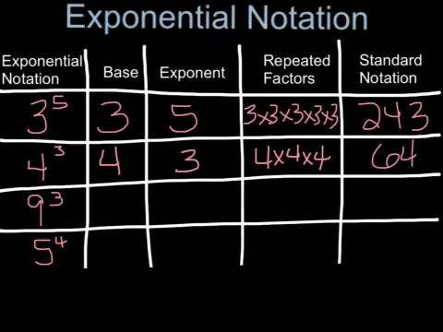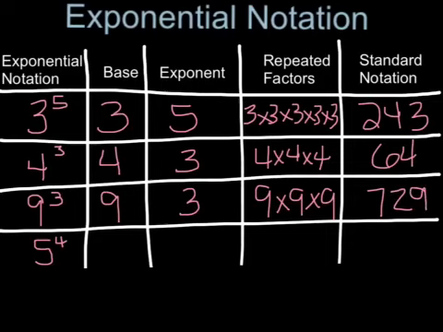The next number we have is 9 to the power of 3. Our base is 9. Our exponent is 3. Our repeated factors are 9 times 9 times 9. And the standard notation is going to be 729 because 9 times 9 times 9 is 729.